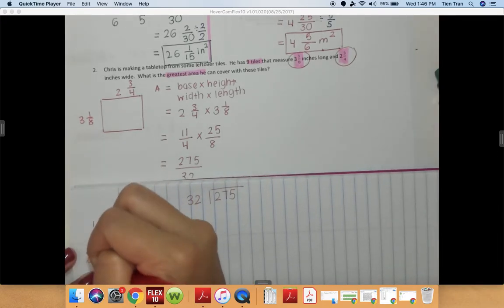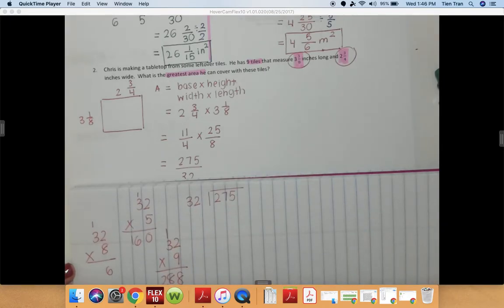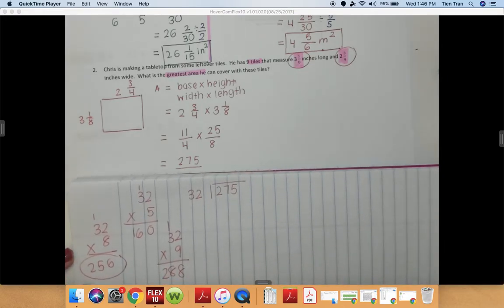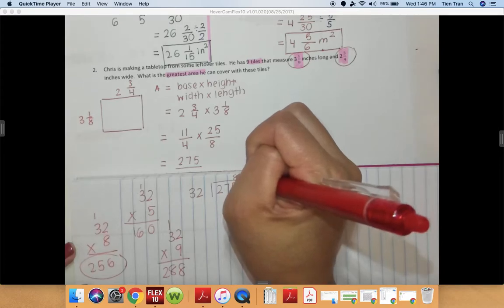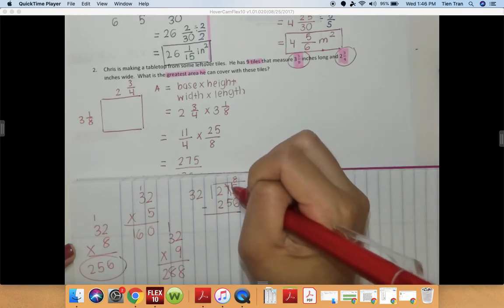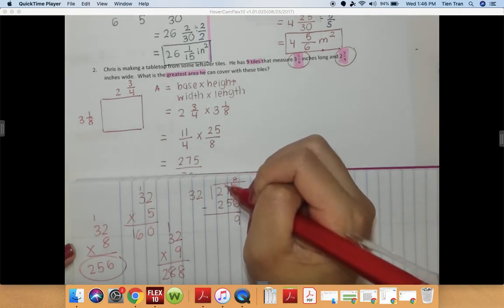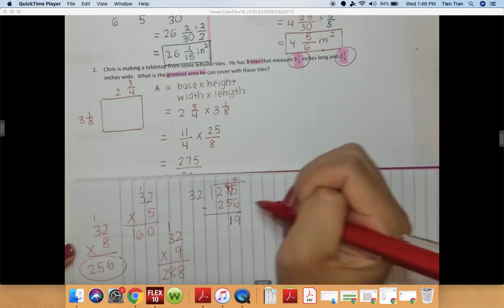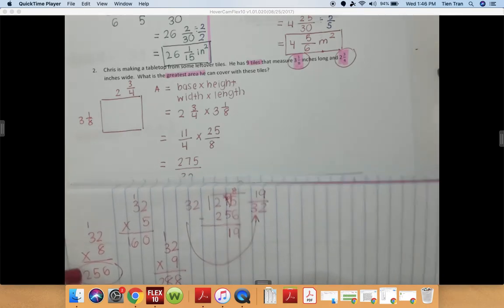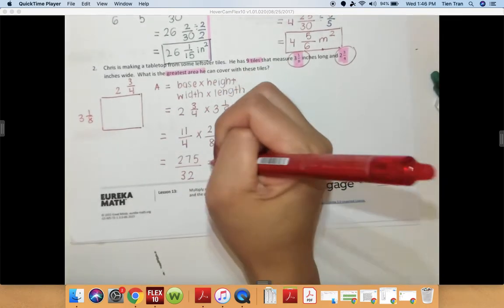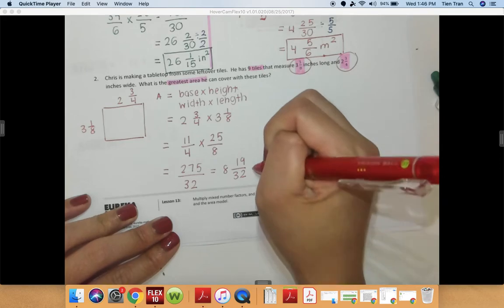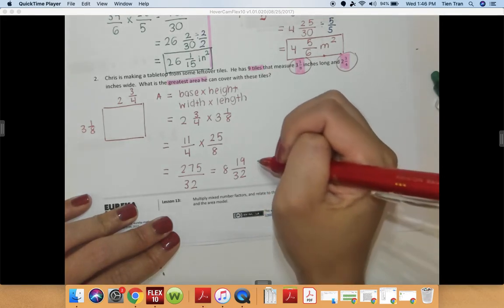8 times 2 is 16. 8 times 3 is 24, plus 1 is 25. So this one is going to be your best bet, 256. So 32 times 8 is 256. I'm going to subtract. 15 minus 6 gives me 9. 7 changes to a 6. 6 minus 5 is equal to 1. My remainder is 19. My denominator is 32. So my final answer for this is 8 19/32 inches squared.